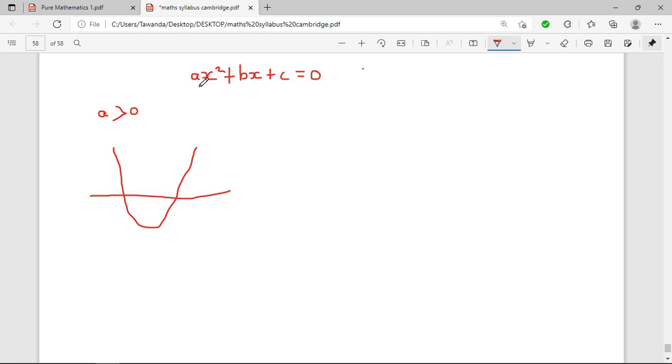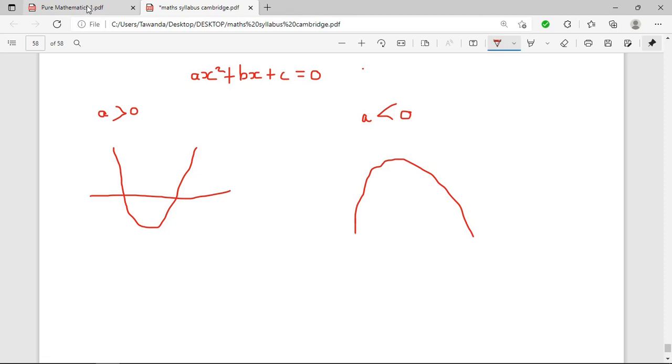And if a, this coefficient, is less than 0, then the quadratic graph is a maximum. It's a maximum graph. So these are the two crucial points that you need to take note of. If you are given a quadratic inequality or quadratic expression, make sure you are able to identify whether your function is a maximum or a minimum by identifying the coefficient of x squared.